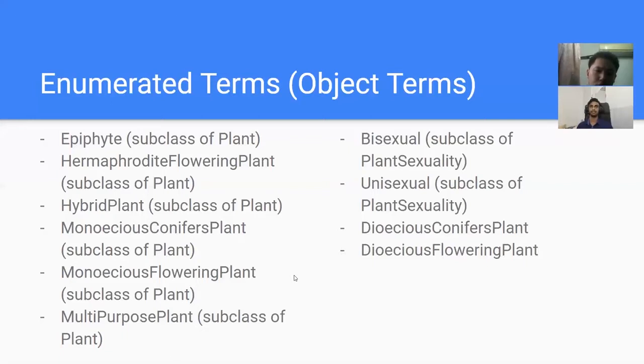Multipurpose plant is a subclass of a plant. This plant has multiple purposes or usages. We can describe plants as multipurpose when they possess at least two properties. Those properties could be industrial product value, medical value, and nutritional value.